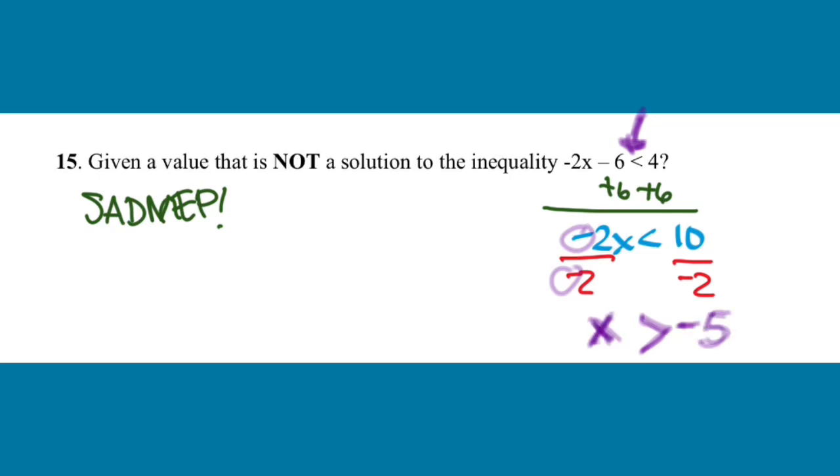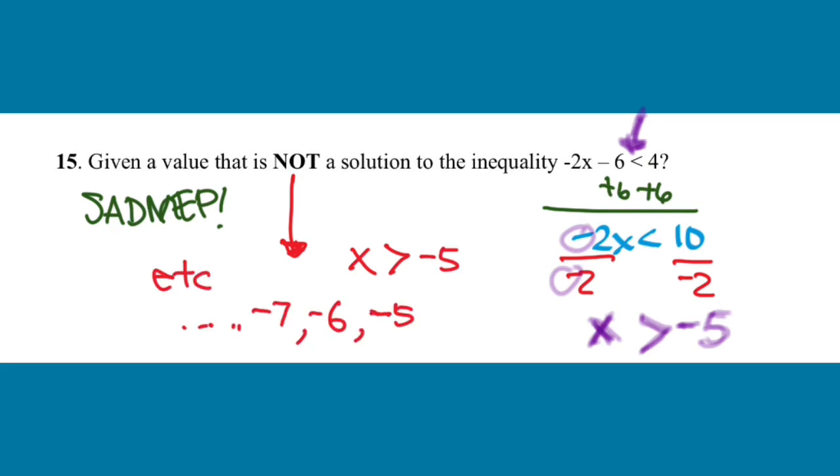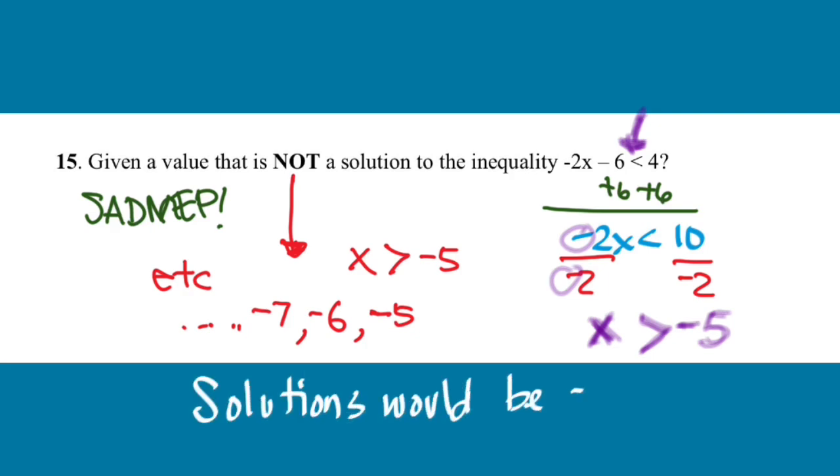So now I want solutions that are not going to be bigger than negative 5. So things that will not be bigger than negative 5 will be negative 5, negative 6, negative 7, and so forth in that direction of the number line. Now let's say I had to find out what solutions would be. Well, solutions would be anything bigger than negative 5, which would be negative 4, negative 3, negative 2, and so forth.